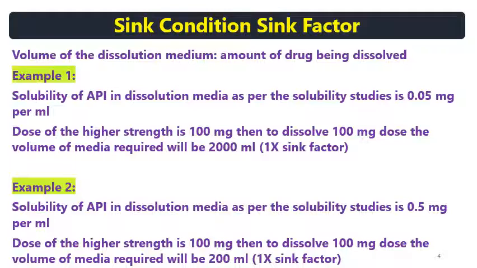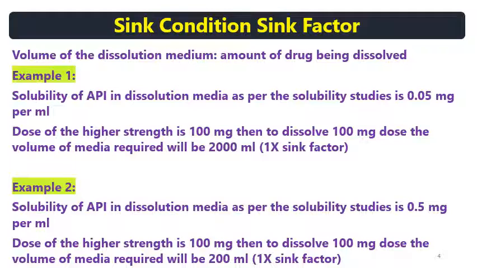Example 1. Solubility of the API in the dissolution media as per the solubility studies is 0.05 mg per ml, and the dose of the higher strength is 100 mg. Then to dissolve the 100 mg dose, the volume of media required will be 2000 ml. Because of the low solubility, the media volume will be high, and this will give you 1x sink factor.